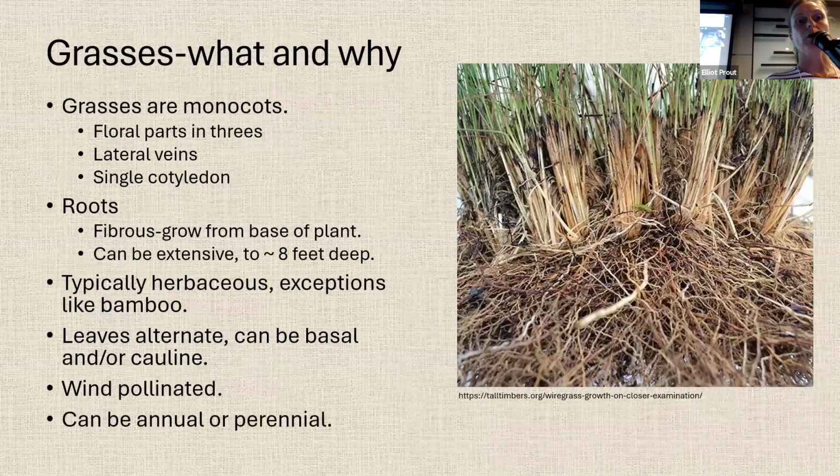So continuing on, these grasses are monocots. That means they have vertical parts and they have parallel veins. They go up and down. They have a single seed.